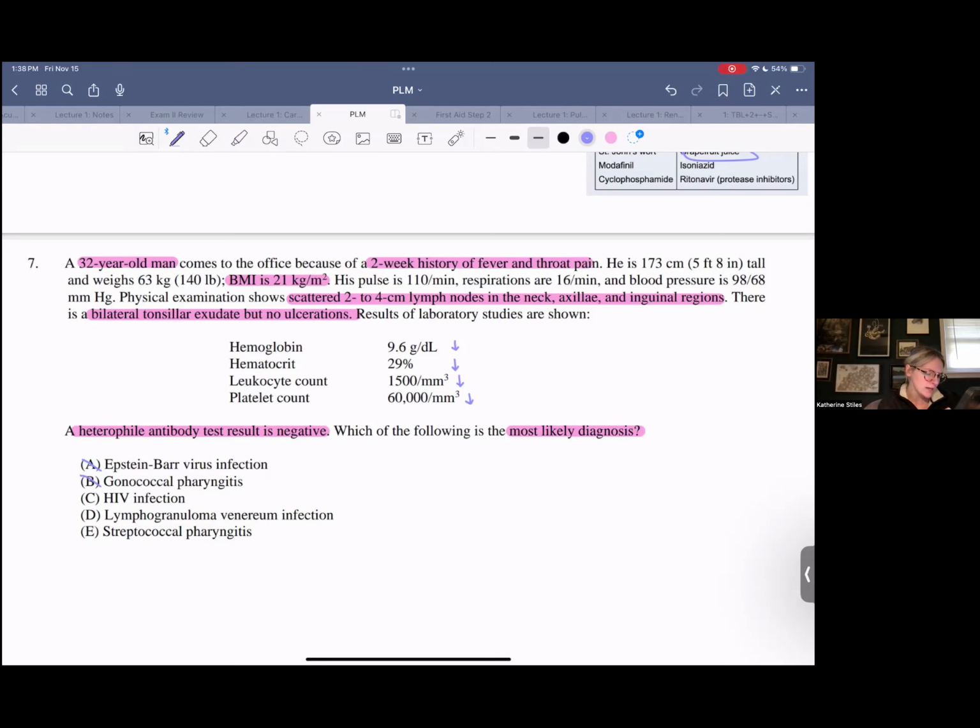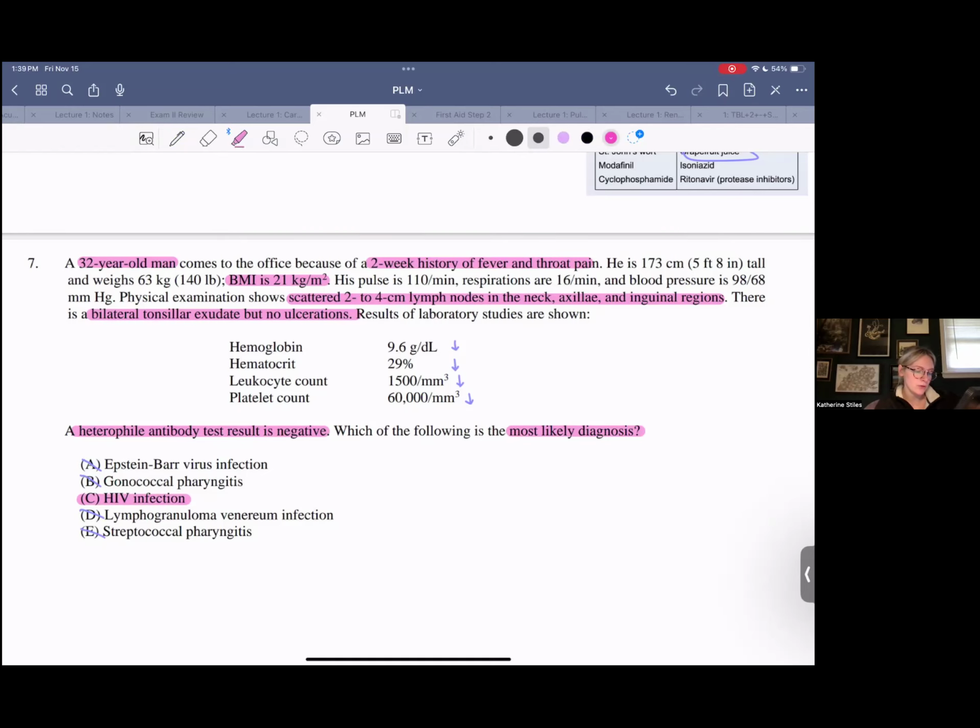So gonococcal pharyngitis, LGV, which is I think chlamydia, we can cross that off. That's another bacteria. And then streptococcal pharyngitis, another bacterial cause. So that leaves us with the answer, HIV, which is the correct answer.